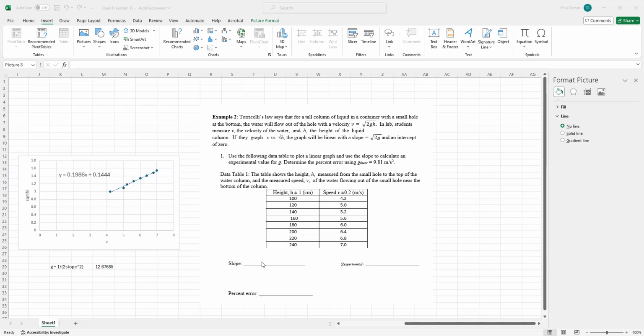We're supposed to graph this, making a linearization, and find the slope of the line. Then we know from the slope how to calculate the experimental value. And later we're going to compare the experimental value with the theoretical value. So we're going to find the percent of error between this experimental value and the theoretical value. That's basically what we are required to do in this experiment.